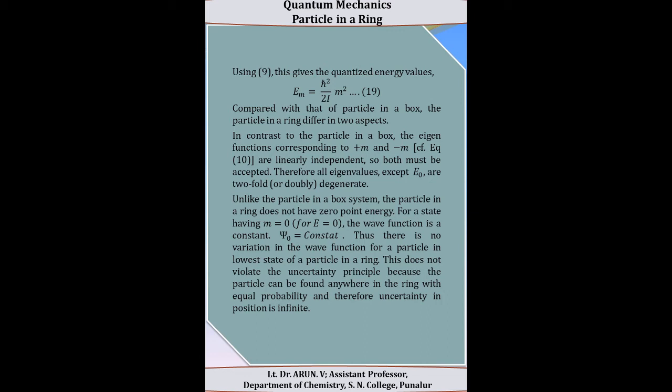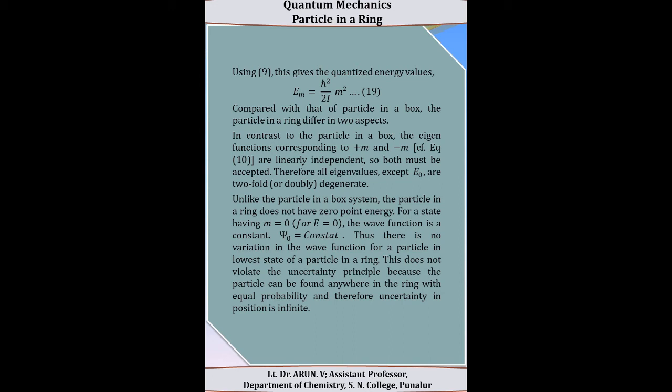In contrast to the particle in a box, the eigenfunctions corresponding to plus m and minus m are linearly independent, so both must be accepted. Therefore, all energy eigenvalues except E0 are twofold or doubly degenerate, and E0 is singly degenerate with a constant value. Unlike the particle in a box system, the particle in a ring does not have zero point energy.